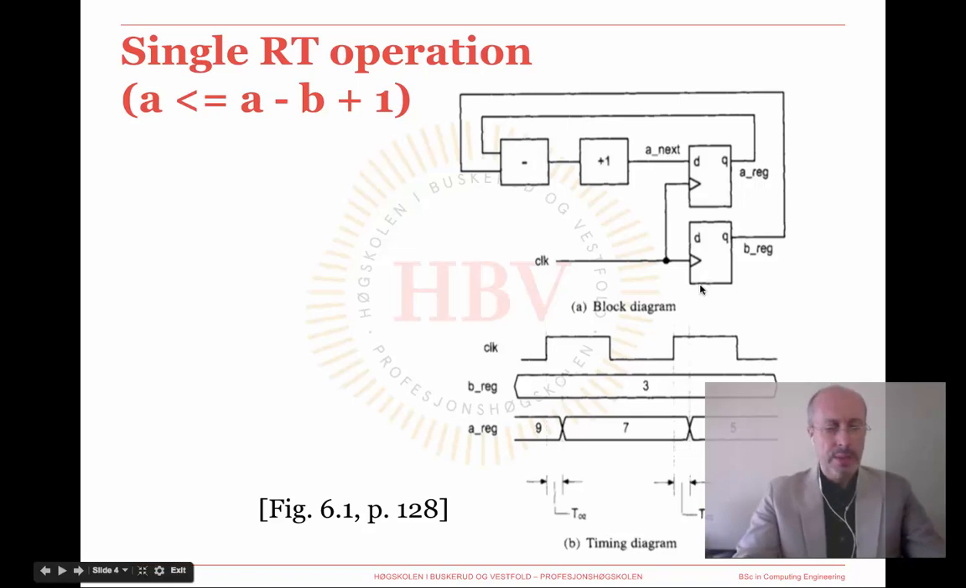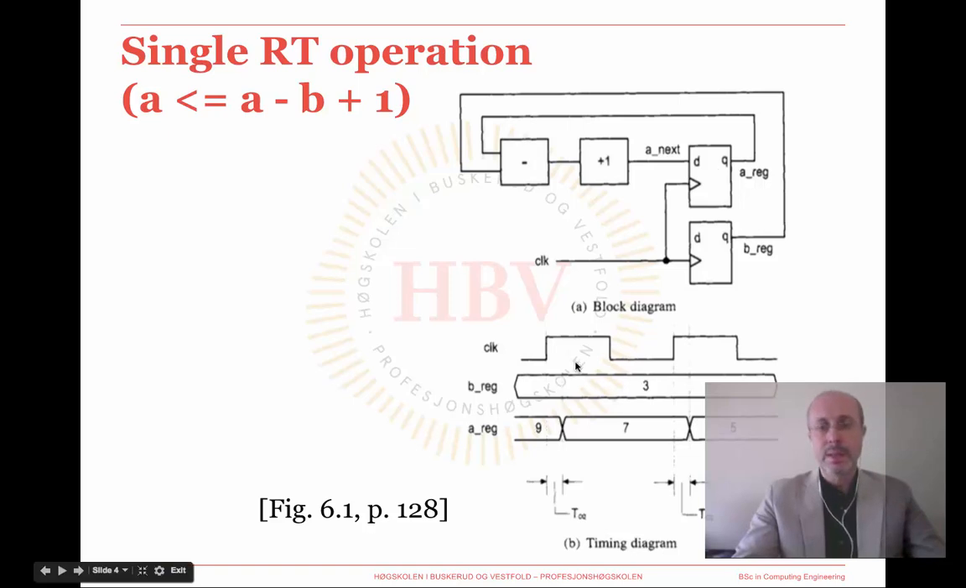So this slide shows an example of a register transfer level operation. In this case, we have two registers, A and B. They could be 8-bit registers, for example, and two combinational blocks, one to subtract the content of the two registers and the other one to increment the result of this subtraction. And of course there are the routing networks to take data from the registers into the combinational blocks and the result into the destination register A.